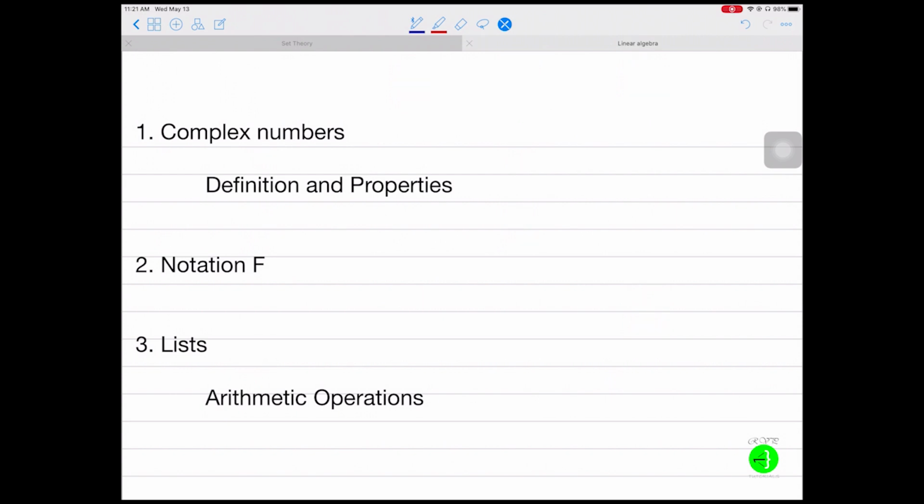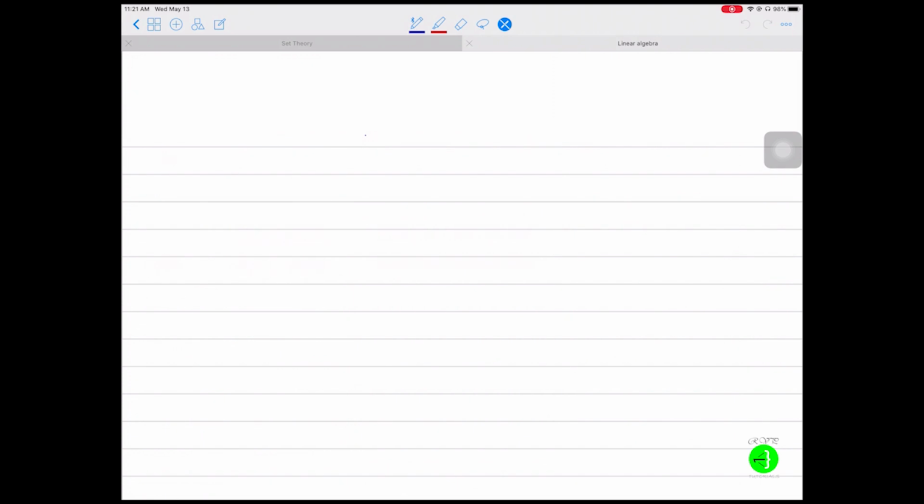So in today's session, we are going to discuss what complex numbers are. We will define them and see what properties they hold. Then we will discuss the notation F. And to end our session, we will talk about lists and all the arithmetic operations that are possible on lists. So let's begin. So today we will start our discussion with complex numbers.